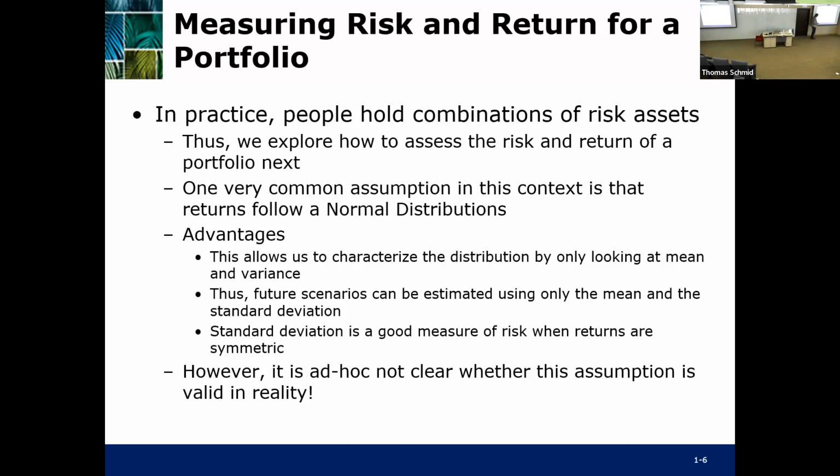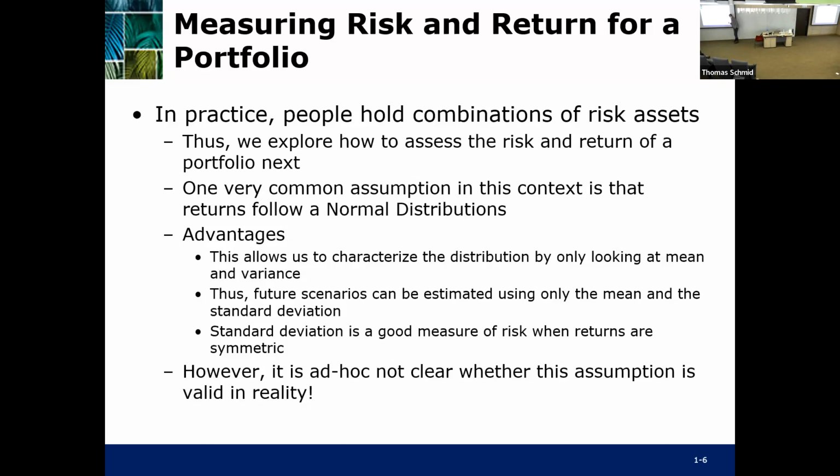And in this scenario, under this assumption, the variance completely describes the risk because it measures how spread out the distribution is, how strongly the fluctuations are. And under the normality assumption, this is completely described by the variance.